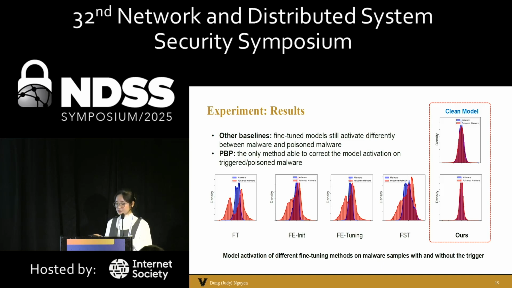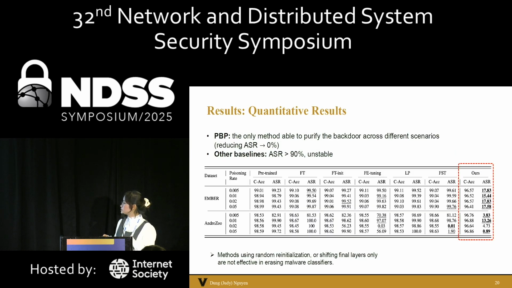And first, let's look into the result about the model activation after fine-tuning. We can see with the 4 baselines on the left, even after the fine-tuning, these methods couldn't fix the activation of the model, which means after the fine-tuning, the model still considers the malware group and the poisoned malware group differently. However, our method is the only method that can realign the activation of the model and force it to consider these two groups as actually the same malware group.